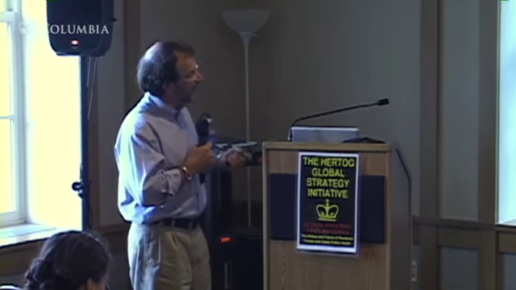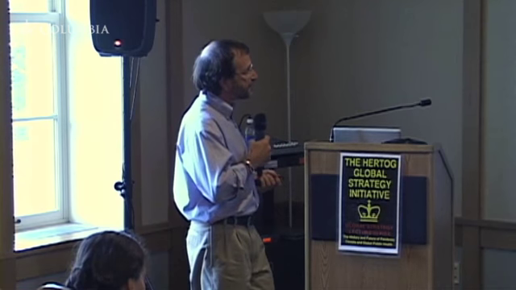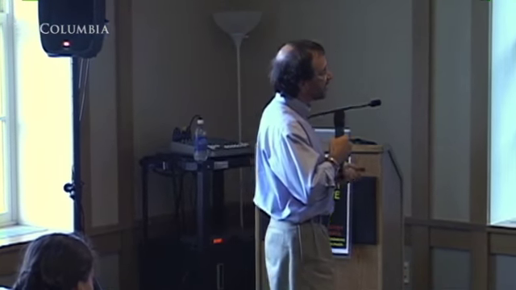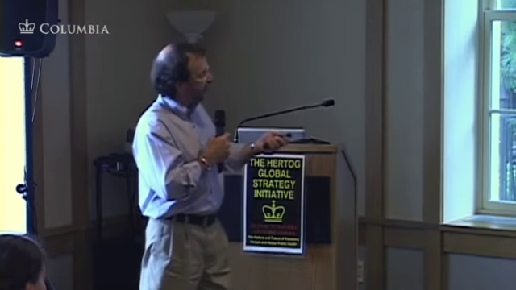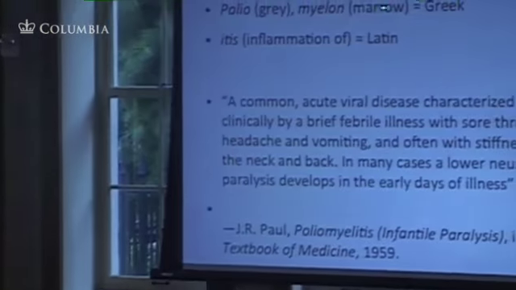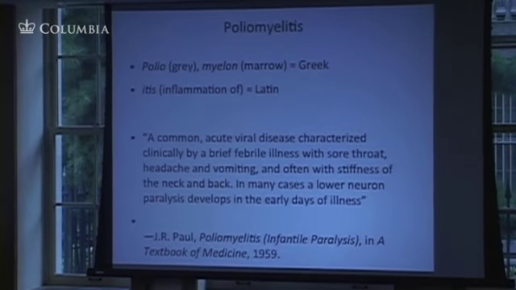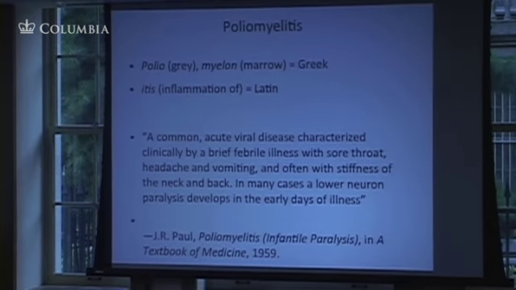But first, we'll define poliomyelitis, the disease caused by this virus. The word comes from the combination of two Greek roots, polio for gray, myelon for matter, poliomyelitis, itis, of course, the Latin meaning inflammation. And here is a description of the disease from a 1959 textbook of medicine. This is no longer in textbooks of medicine, of course.